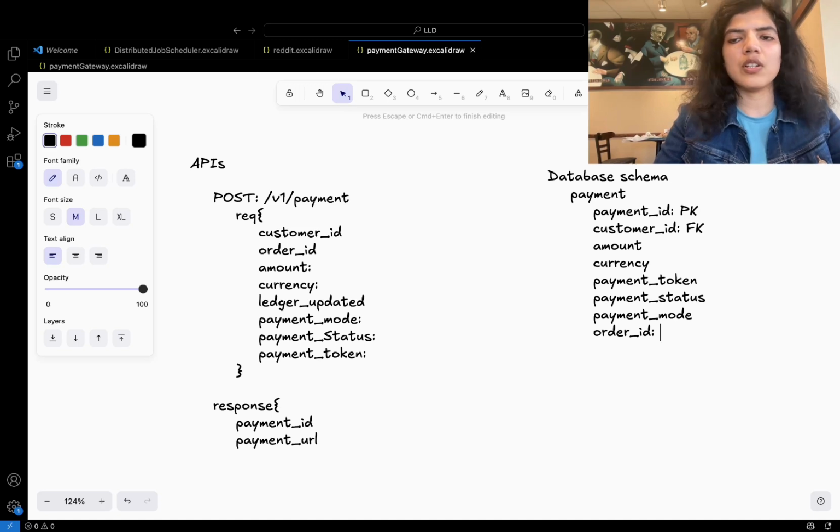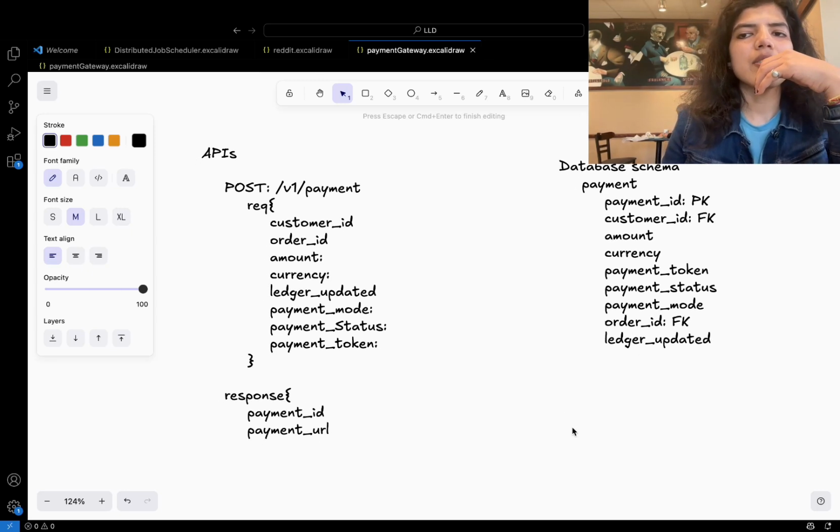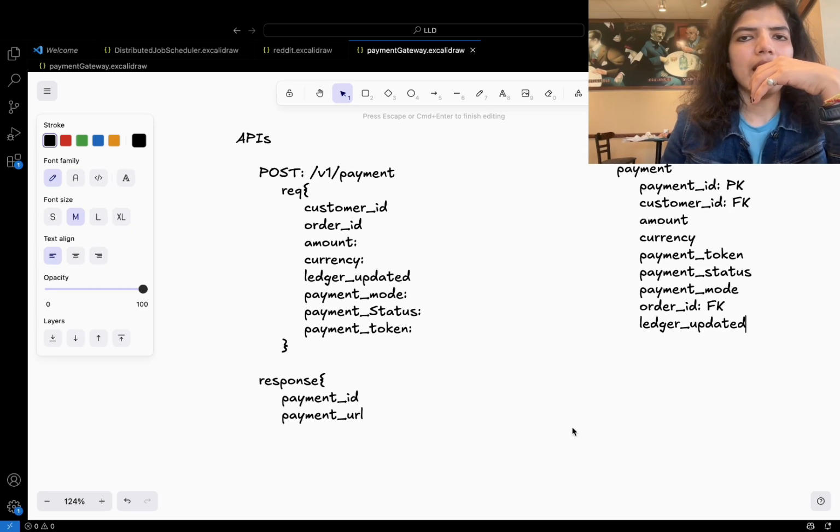So an order can consist of various products, so again, this would be a foreign key. And yes, about the ledger updates as well, whether the ledger has been updated or not. So this should be the data schema that we have.